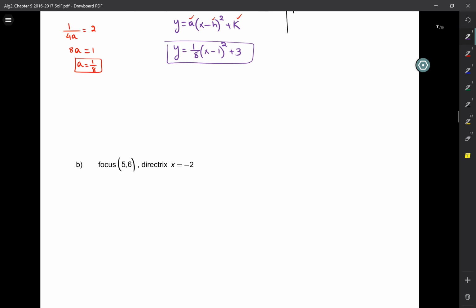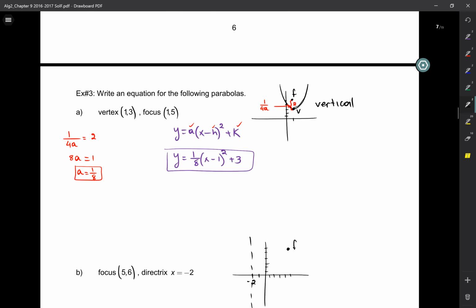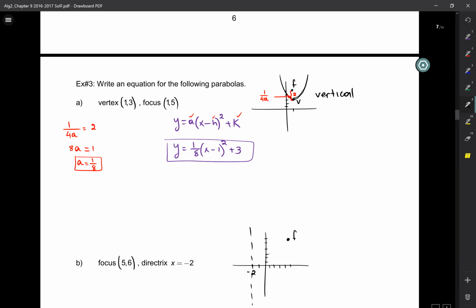So let's draw the next one. The focus is at (5, 6). The directrix is at x equals negative 2. So first of all, is this horizontal or vertical? Are you guys sure? Is it vertical? This is the directrix. How does it contain the focus and it has to have the directrix in it? Right, so is it vertical or horizontal? It's horizontal. It's got to look like this. Okay. So this is horizontal.